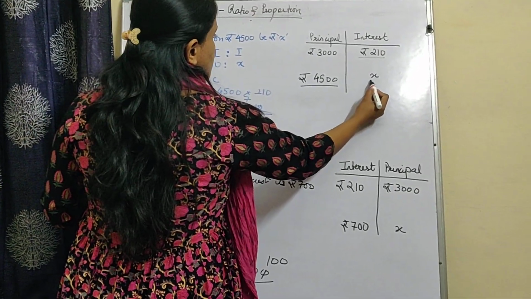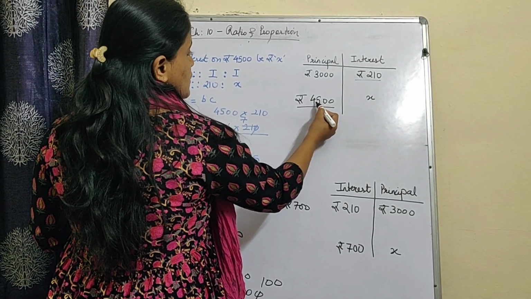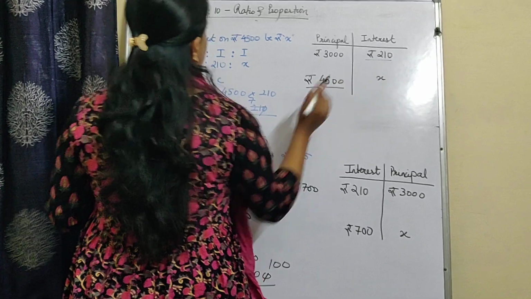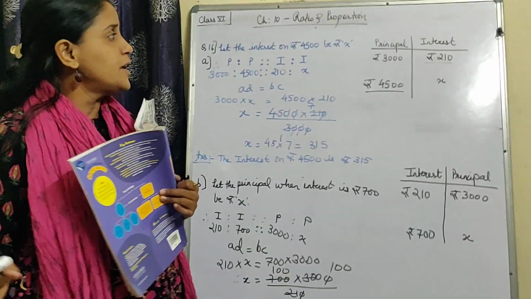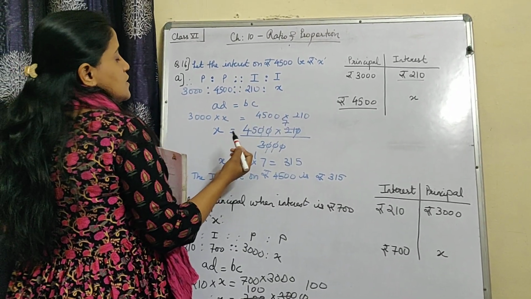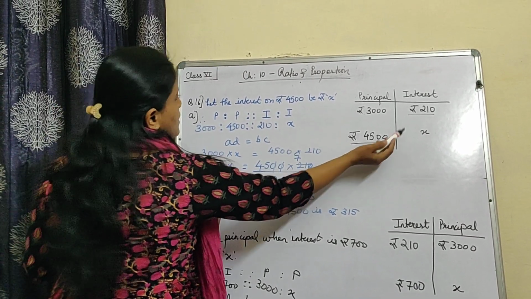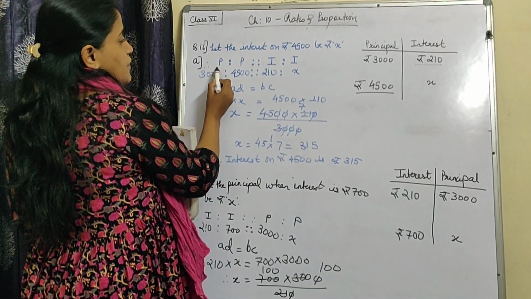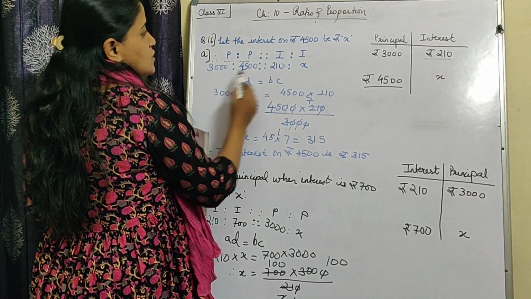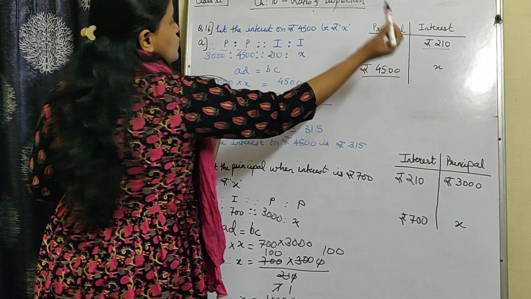So let the interest be rupees X. When the interest is rupees X, how much is the principal given? What is the principal? Principal is 4500. And when the principal is 3000, how much is the interest? Interest is rupees 210. Okay, so let's start. Let the interest on rupees 4500 be X. So let's write in the proportion form. Principal is to principal as interest is to interest. I have written the short form for principal, that is P. P is to P as I is to I. So 3000 is to 4500 as 210 is to X.